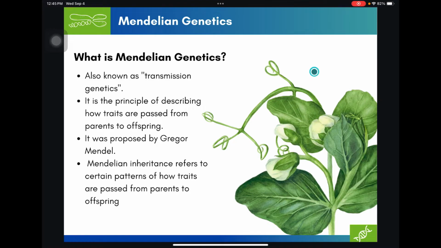Mendelian genetics is also known as transmission genetics, the principle describing how traits are passed from parent to offspring. Of course, it was proposed by Gregor Mendel, as stated earlier, and Mendelian inheritance refers to the certain patterns that are passed down from generation to generation.